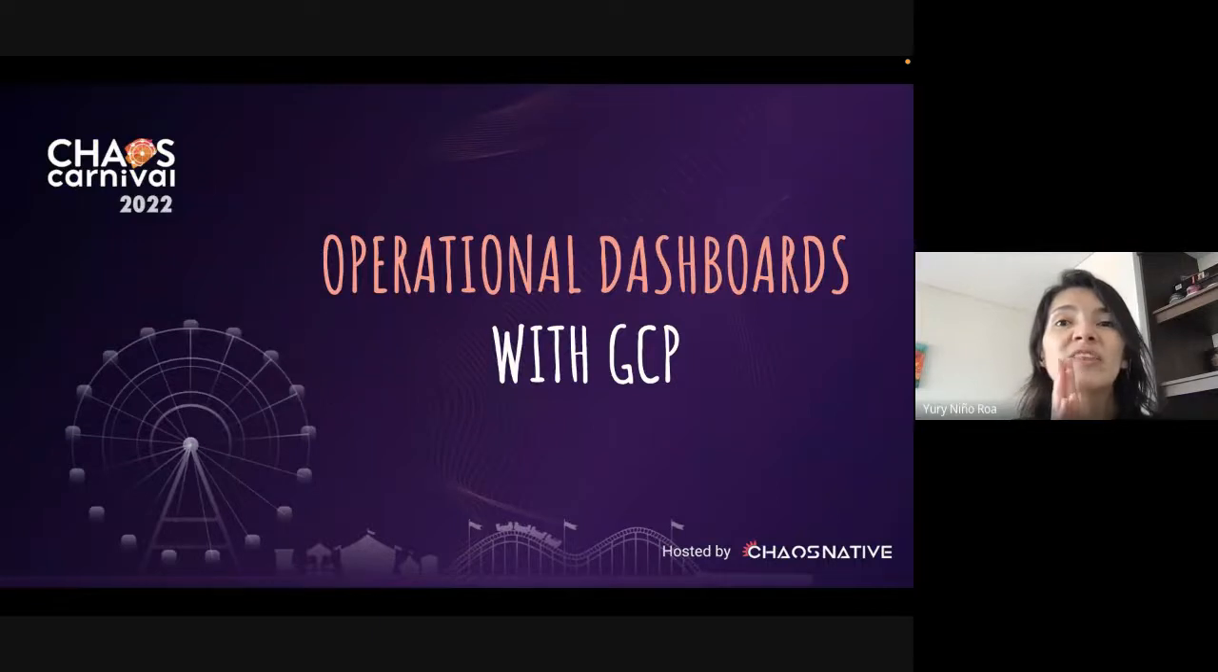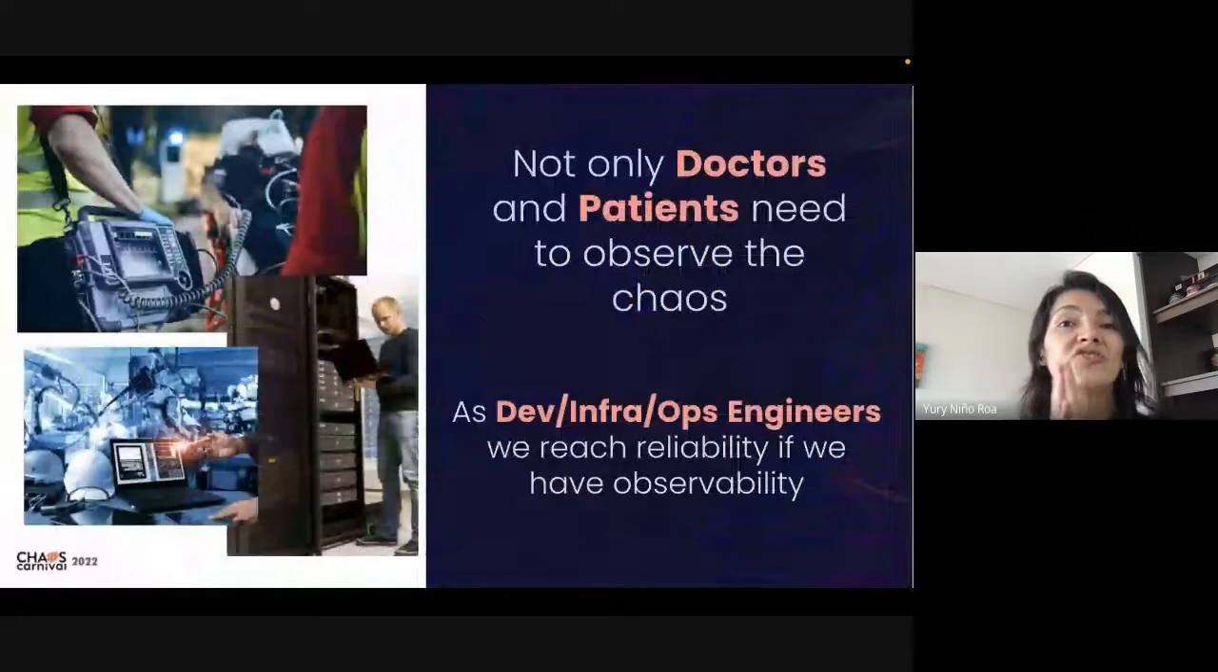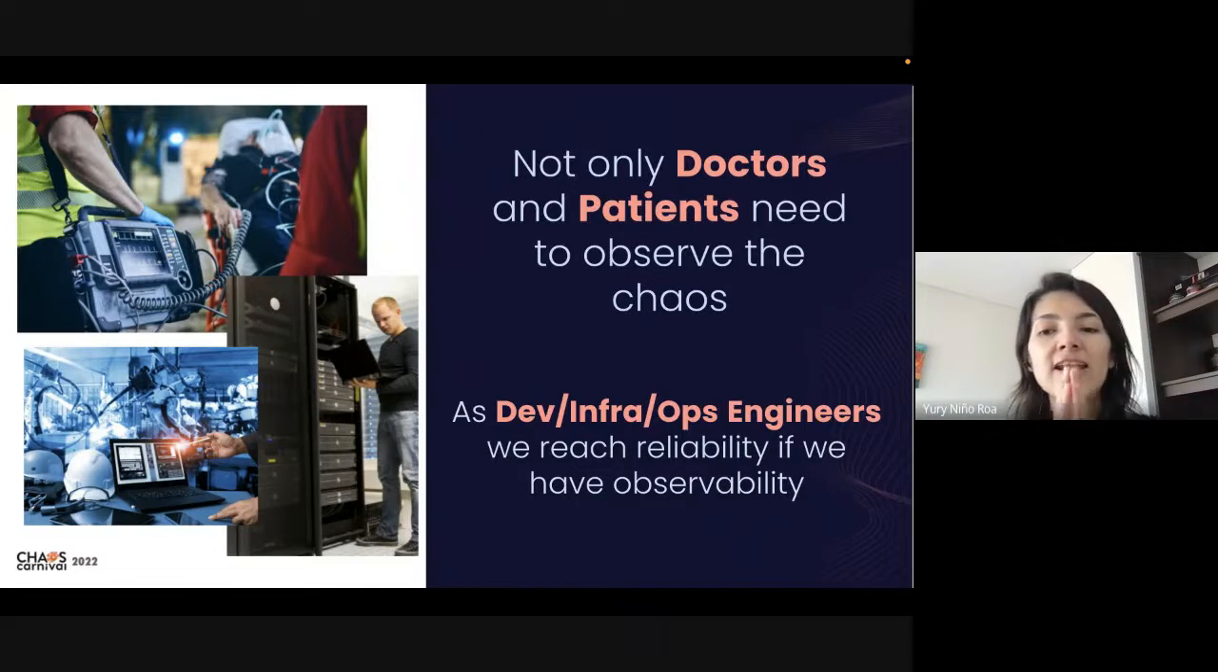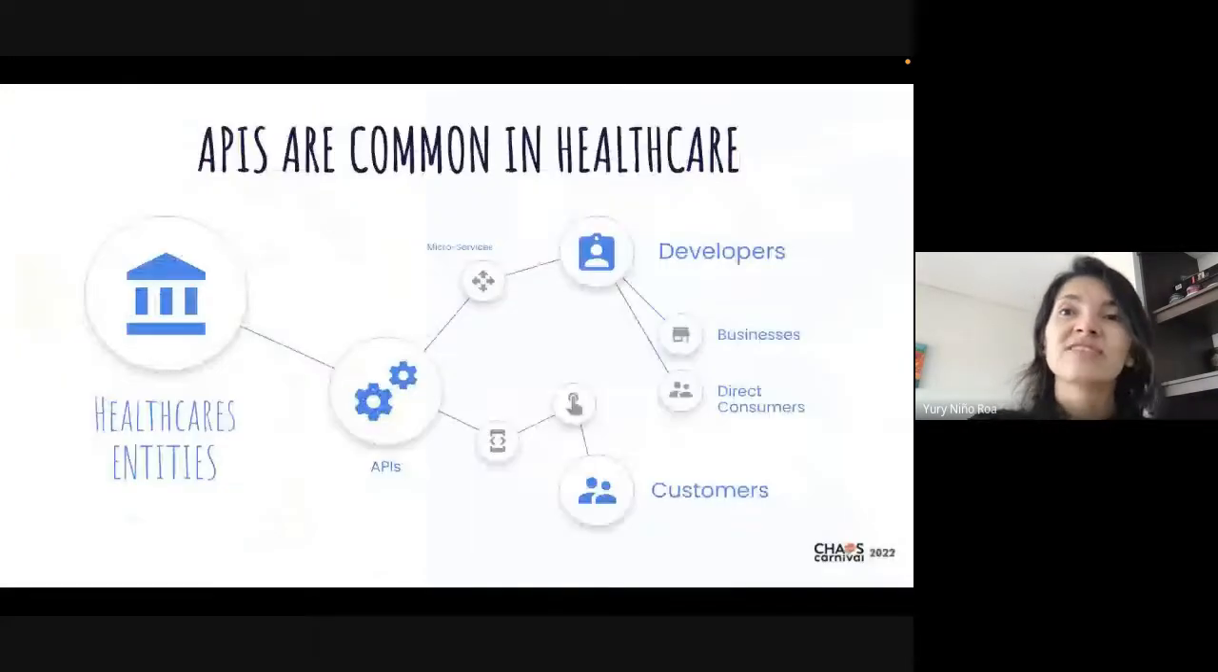So let me finish now with how you can provide proper dashboards with GCP. Considering that not all decisions are made in the hospital, not only doctors and patients need to observe the chaos. It's really important for developers, infrastructure engineers, operations engineers, chaos engineers even, SREs, and all engineers involved in this field or any field: we reach reliability if we have observability. It's really important for the chaos engineering equation, but also for performing our missions with the systems.